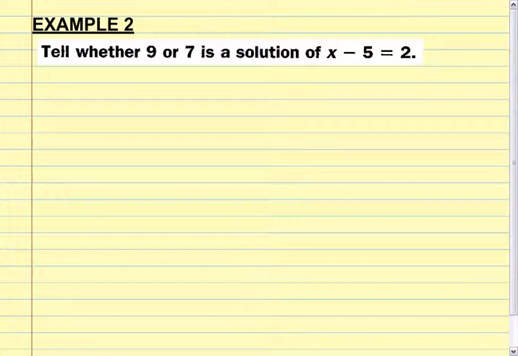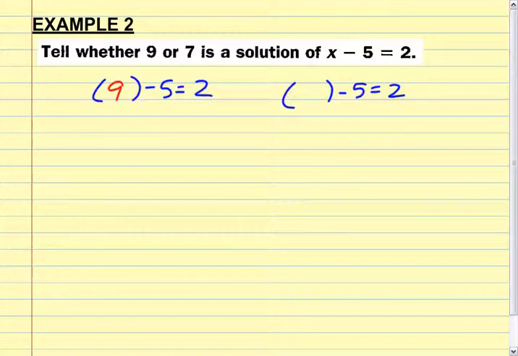Now how many numbers do I need to check? 2. So I'm going to write the equation twice. X minus 5 equals 2. But instead of x, I put parentheses so I can plug in. And then x minus 5 equals 2. Jenna, what would you like to plug in here? 9. So this is 9 minus 5 equals 2.